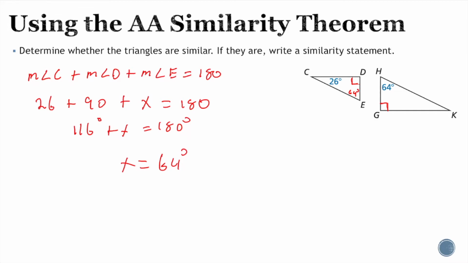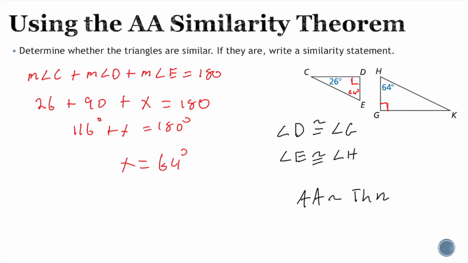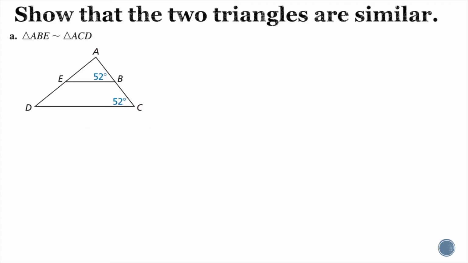Now, let's take a look at what happens. Angle D is congruent to angle G, and angle E is congruent to angle H. So, by the angle-angle similarity theorem, I know that triangle CDE is similar to triangle KGH. Done. Let's take a look at another example.